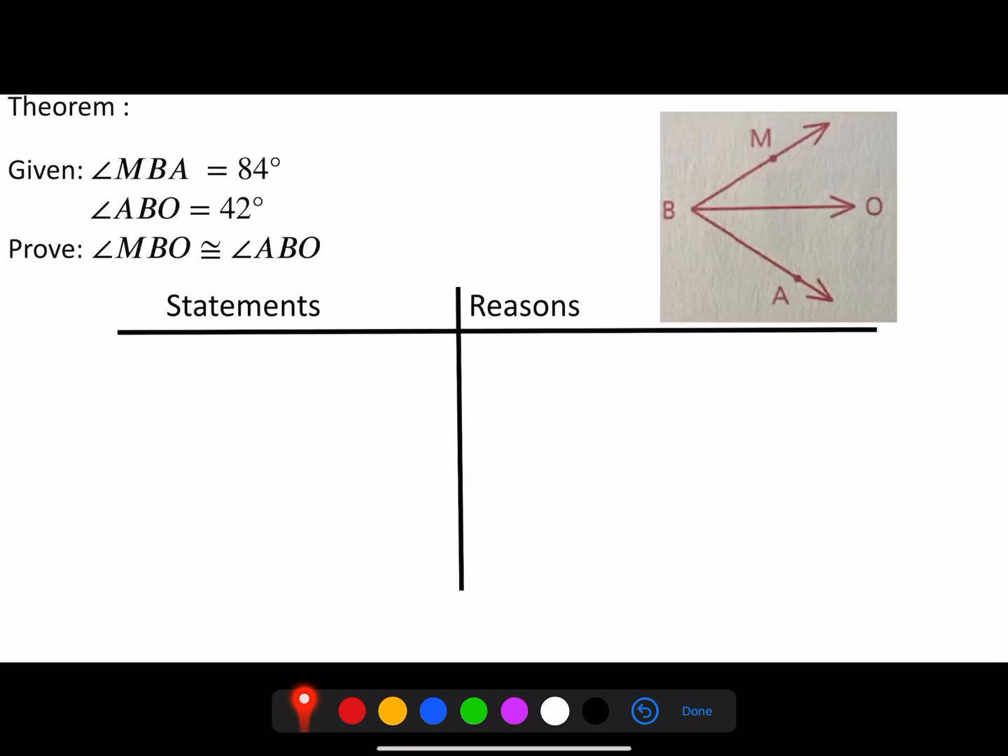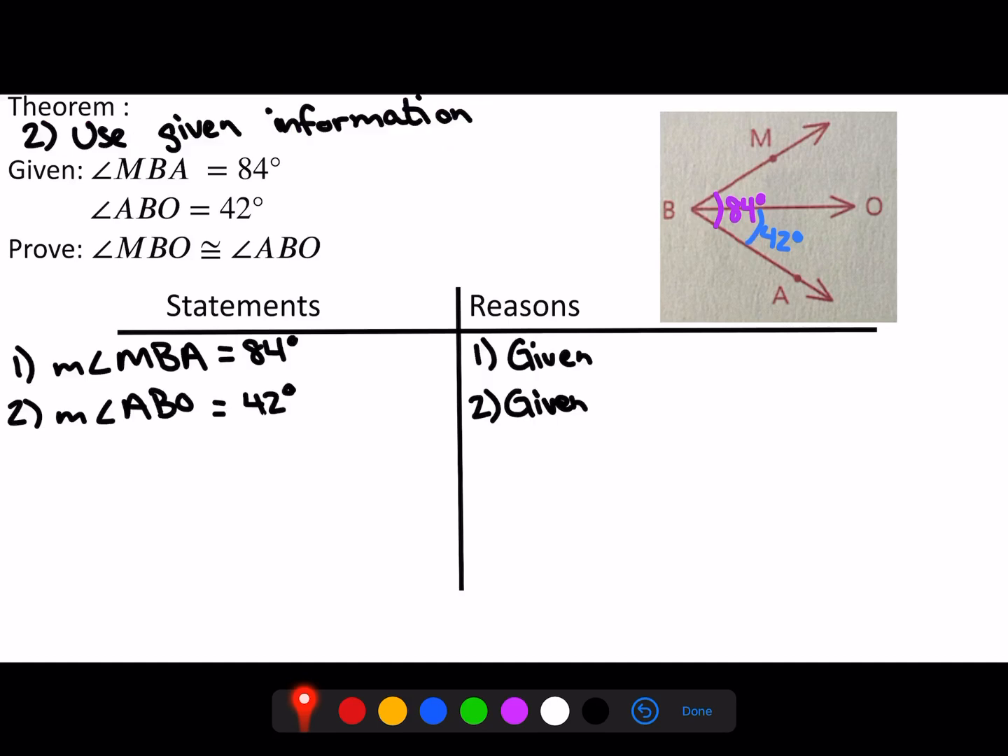All right, our final proof for today is this angle right here. We know that the measure of angle MBA is 84 degrees, angle ABO is 42 degrees, and we want to prove MBO is congruent to ABO. So once again, we're going to go ahead and start off with our given information. We're going to draw that in. So I draw in my given information, 84 degrees for the whole thing, 42 degrees for this bottom angle. I can go ahead and write my given statements as well. So I go ahead and write MBA is equal to 84, ABO is 42. Those are both given to us.